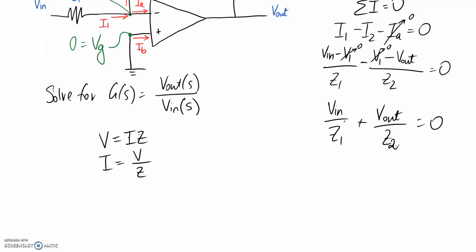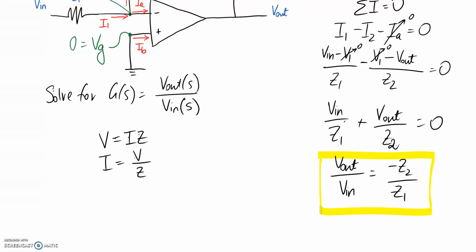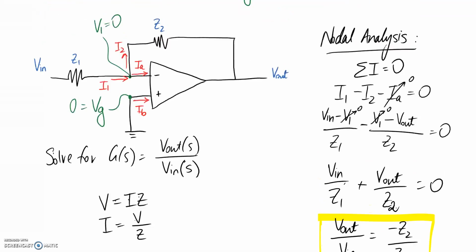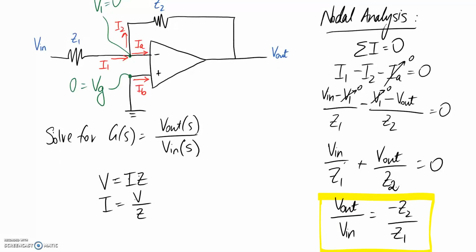is this, and if you rearrange it for V out divided by V in, you end up with negative Z2 on Z1. So this here is the final answer for our relationship between the input and output voltages. And this is known as an inverting amplifier. The reason it's called inverting is because we get a negative on here, so it flips over the relationship. And we can see that it's just the ratio of the two resistors that you have in your system, so Z2 and Z1. So that's all there is for this question, and see you in another video.